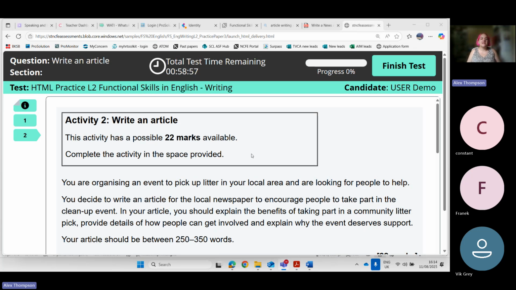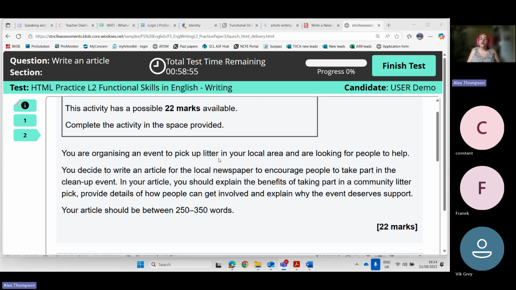So it says, write an article. You are organising an event to pick up litter in your local area and are looking for people to help. You decide to write an article for the local newspaper to encourage people. Another word for encourage is persuade. To encourage people to take part in the cleanup event.